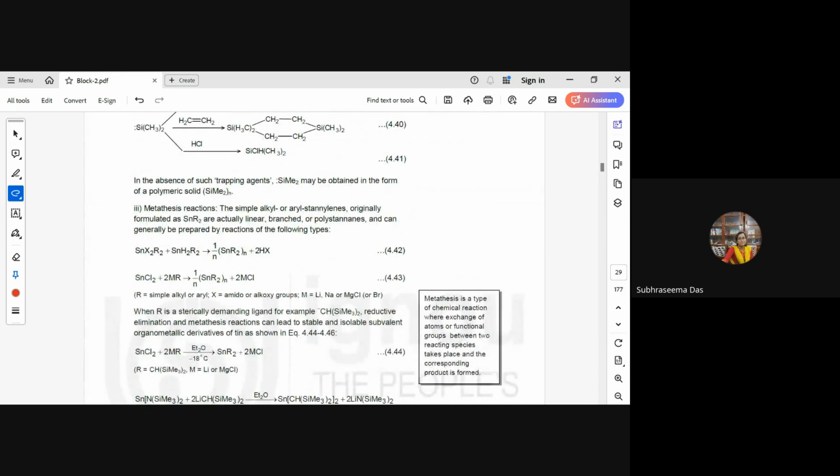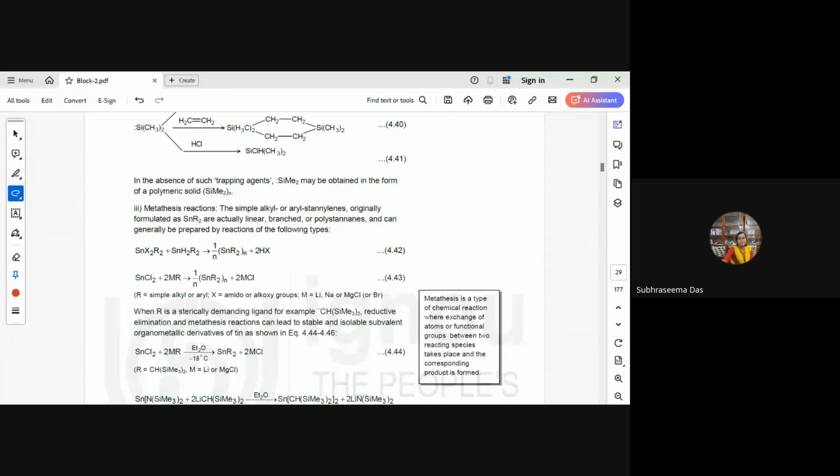Another type of reaction is called the metathesis reaction. We know metathesis is a type of chemical reaction which undergoes dynamics, and there is an exchange of either atoms or functional groups between the two species. This is mostly an equivalent symmetry type reaction, and metathesis itself indicates an exchange of atoms or functional groups between the two reacting species.